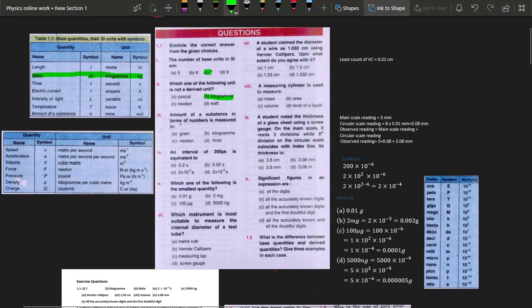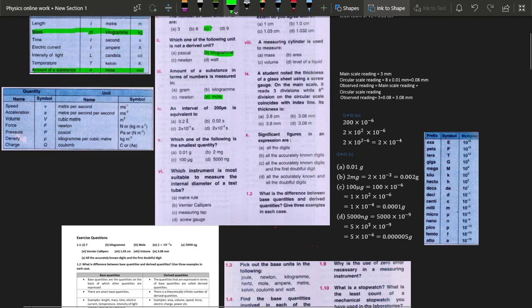Now next is: amount of a substance in terms of numbers is measured in. So the amount of substance in terms of number is measured in moles. So the correct option is moles.